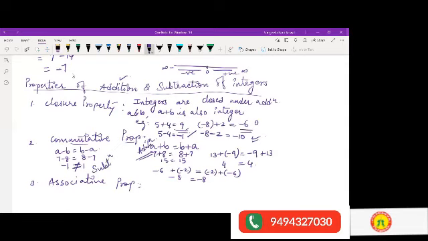Understood this? Yes, ma'am. Any child who has not understood closure property and commutative property for addition and subtraction? Siddhant, did you understand? Yes, Siddhant, did you understand? Is there any doubt?